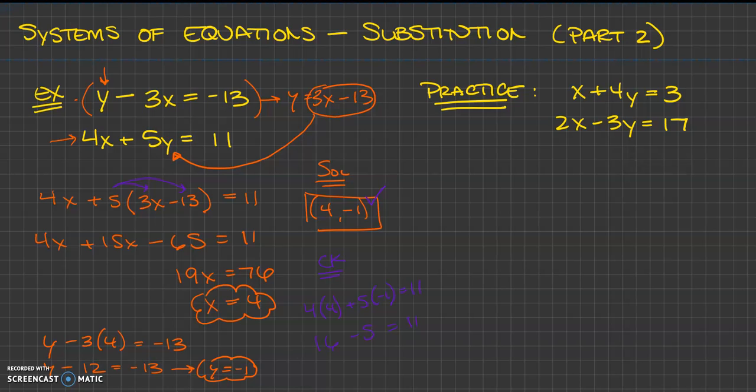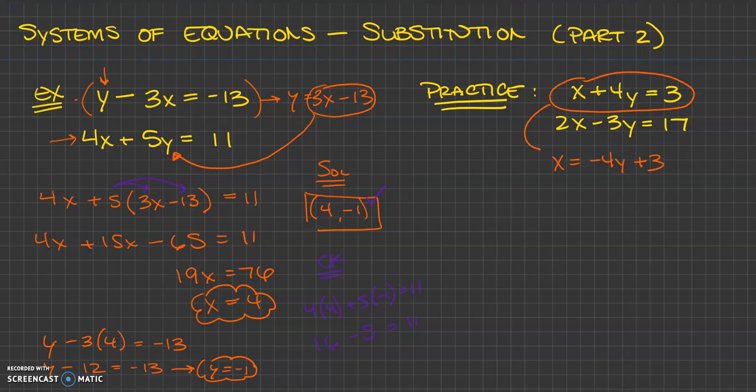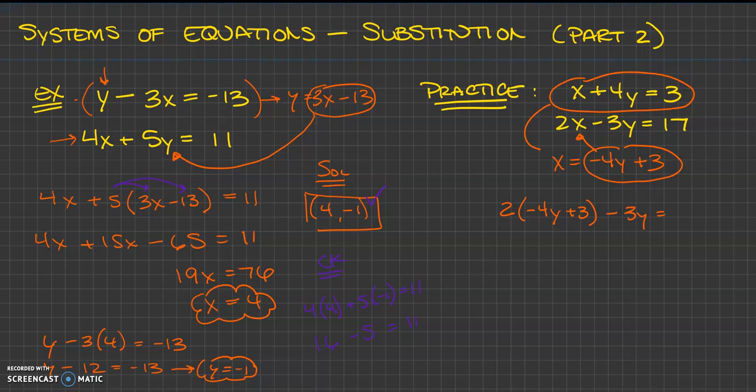All right, so again, in this one, same rationale. This time I'm going to solve for x, though. Watch this. This is going to be x equals negative 4y plus 3. You'll say, well, that's not written in the form of y equals mx plus b. That's true, but that's okay, because I just need one variable by itself on one side of the equal sign. In this case, that's x. And so x equals negative 4y plus 3. And this time I'm going to plug it in for x. So that's going to give me 2, open parentheses, negative 4y plus 3, close parentheses, minus 3y is equal to 17.